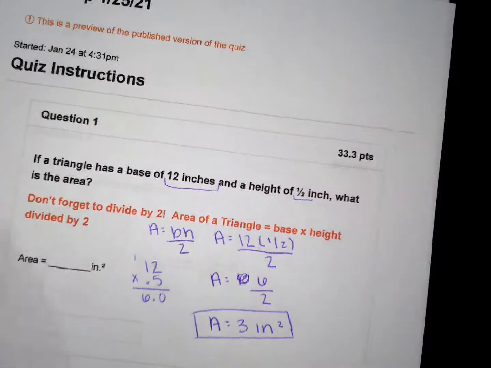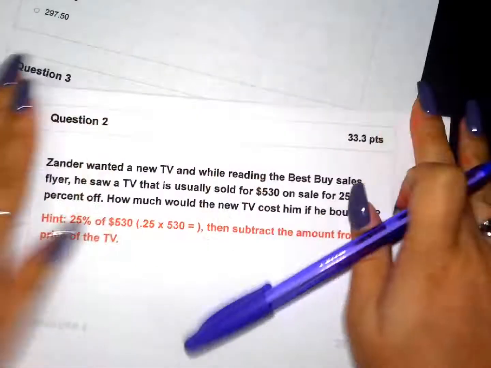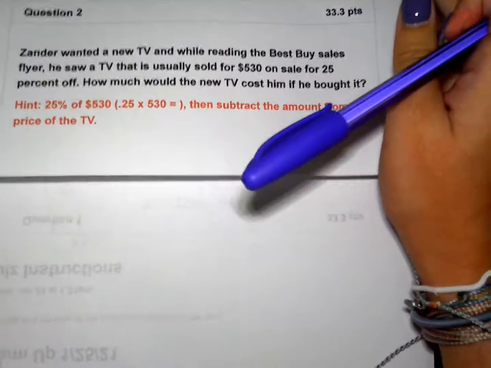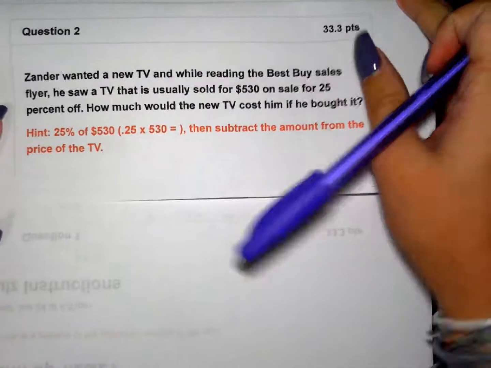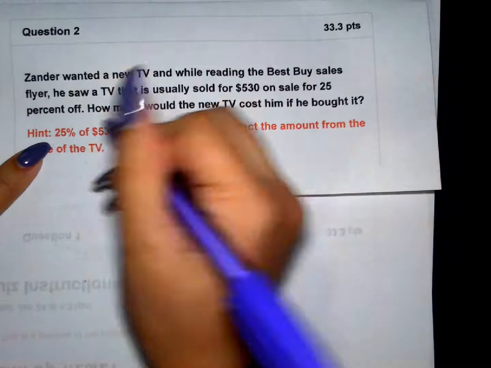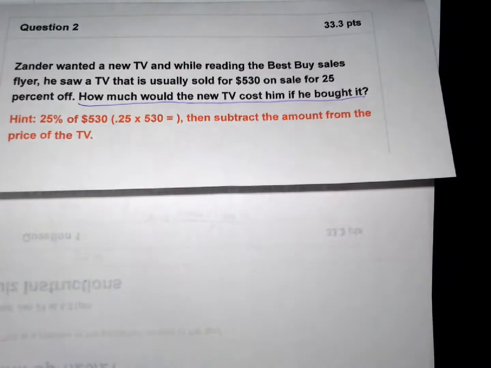Now, question 2. I'll fold this over real quick so I have some place to work. Question 2 is tricky. There's a few extra steps that you have to take if you're going to get the right answer. So let's read it. It says, Xander wanted a new TV, and while reading the Best Buy sales flyer, he saw that a TV is usually sold for $530, and it's on sale for 25% off. How much would the new TV cost him if he bought it? So I'm going to go ahead and underline this because it's an important question, and we're going to need to look back at it at the end of our problem.